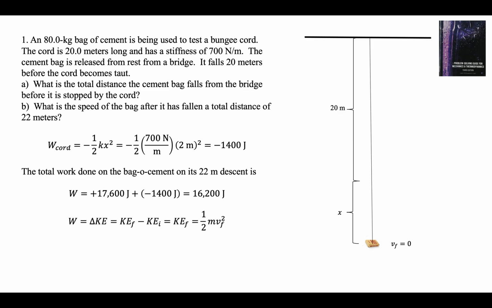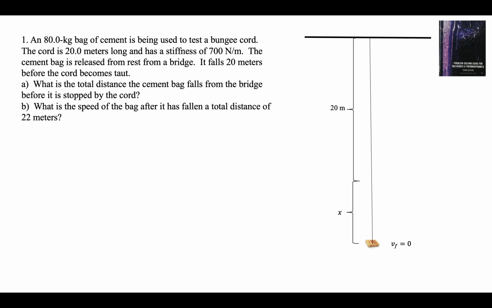That's the change in kinetic energy. The initial kinetic energy is 0. So that 16,200 joules must be the kinetic energy of the cement bag. And the mass is 80 kilograms. And we have to solve for V final. Multiply by 2, divide by 80 kilograms, take the square root, 20.1 meters per second after it fell 22 meters. I'm buying it. Sounds good to me.